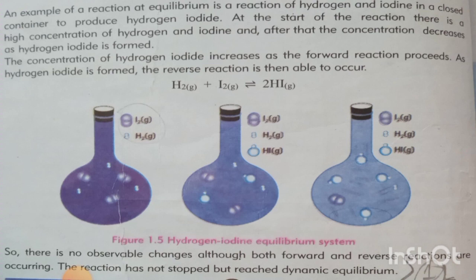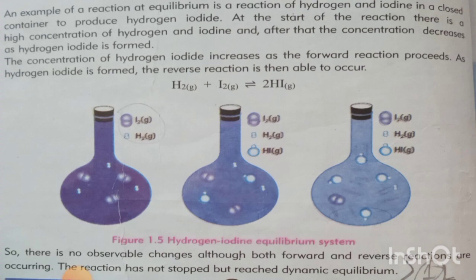Okay, so in a closed container to produce hydrogen iodide, what will happen at the start of the reaction? You know that there is a high concentration of reactants at the initial state. Why? Because at the initial state there is no reaction, so there will be a high concentration of hydrogen and iodine, and after some time their concentration starts to decrease. Why? In order to form hydrogen iodide, the product. So the concentration of hydrogen iodide increases as the forward reaction proceeds.